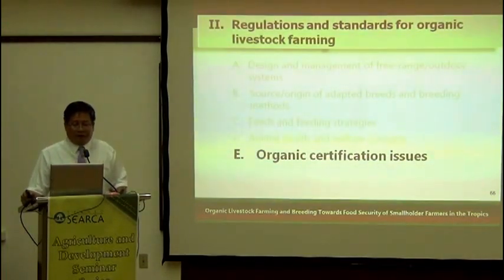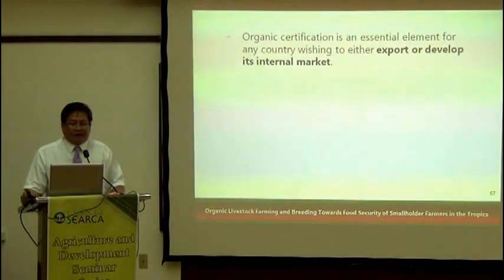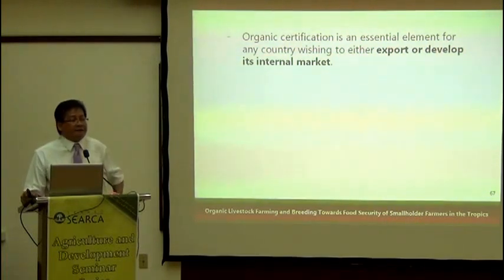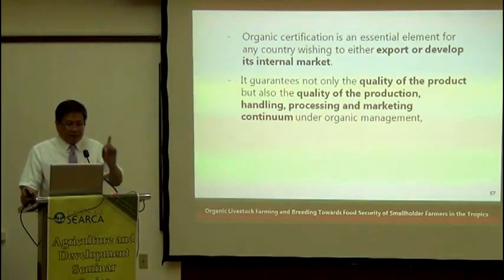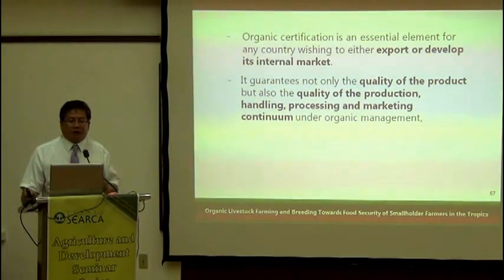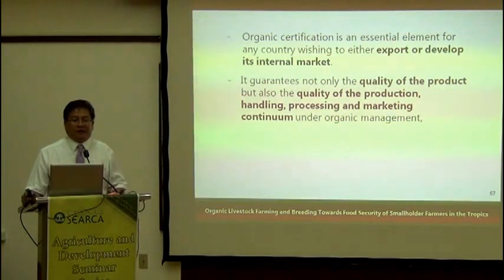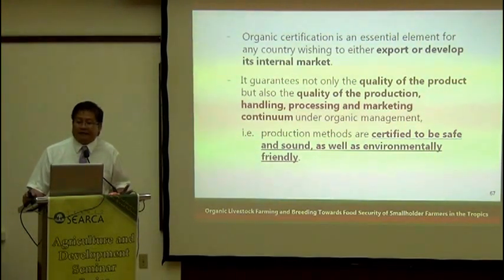And then the fifth one has something to do with organic certification issues. It's a very big issue, wherein certification is an essential element for any country wishing to export, but not only for export, even if you develop your own internal or domestic market. Certification guarantees not only the quality of the product, but also the quality of the production, handling, processing, and the marketing continuum under organic management. In other words, the production methods are certified. You certify the methods, not the product, to be safe and sound and also environmentally friendly.